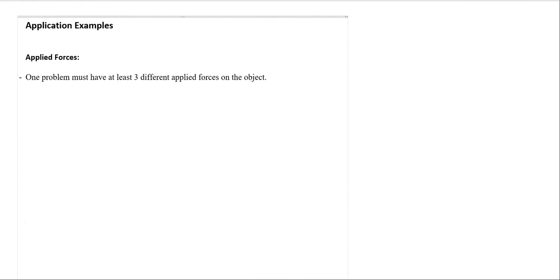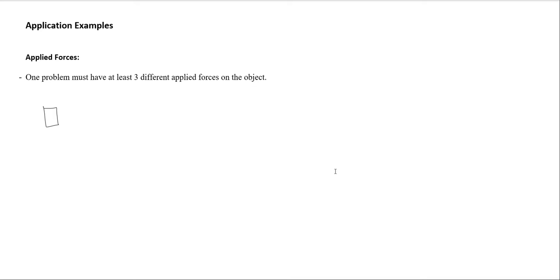So for this application example, we're going to look at applied forces. One problem must have three different applied forces on an object. That's one of the conditions that you have to fulfill for one of your problems. So to do this, if you're having trouble getting started, I recommend you start by just drawing yourself a little box.